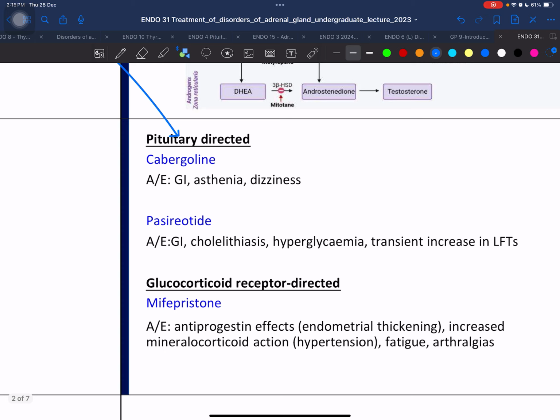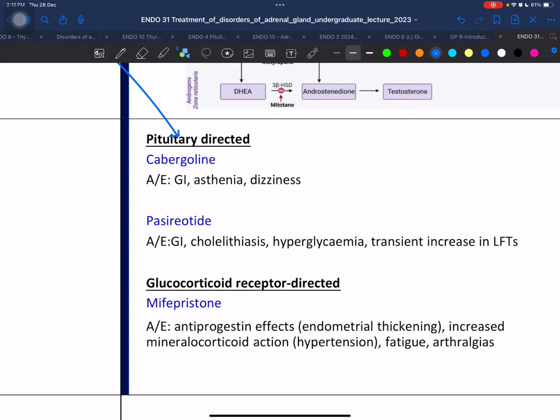Pituitary directed ones, we have cabergoline, as what I showed you in the diagram just now, pasireotide, and also mifepristone, which has anti-progestin effects. So what I'm just trying to show you is that medical treatment also comes with its side effects, and side effects differ based on the drugs that are given. So when the patient comes for follow-up, patients who are on these medications, the side effects need to be monitored.